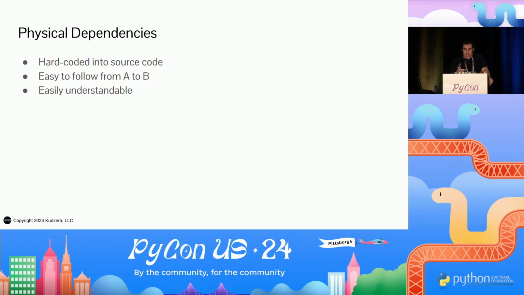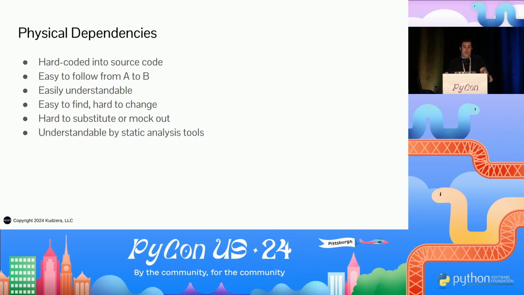I can look at my code and see where all my physical dependencies are. They're really easy to find. Again, I can just control F or grep or whatever you want to do to search through a code base to find where is everything that calls this. But they're actually hard to change because they have this hard-coded nature in my system. And because of that, they're hard to substitute or mock out. So this makes it really tough to try to develop things that are quite flexible. They are understandable by static analysis tools, which is really nice because that means you can visualize your dependencies.